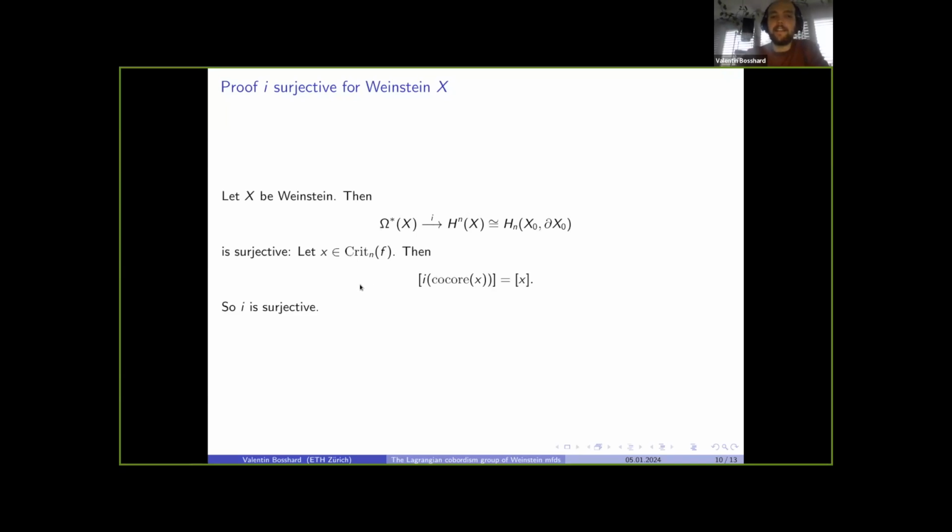And this is simply that for a critical point of index n, the co-core is a Lagrangian submanifold, and if you check, the co-core under this map is associated with the critical point itself. So you get surjectivity almost for free in case X is Weinstein. But this surjectivity relies on X being Weinstein. It's not true in general if X is just Liouville.